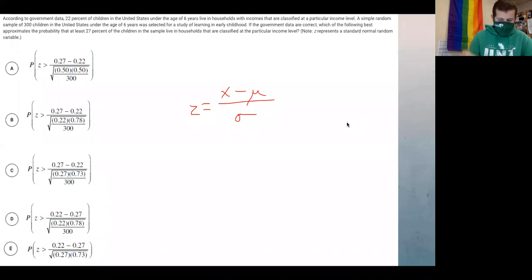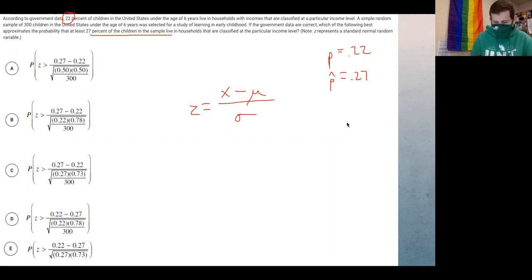Okay, so there's a few things that you can do right off the bat just to narrow down your answer choices. We know that the government data represents the population proportion. So the population proportion is going to be 0.22. The sample proportion is 0.27, because this is talking about 27% of the children in the sample.